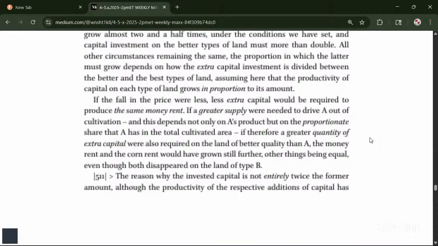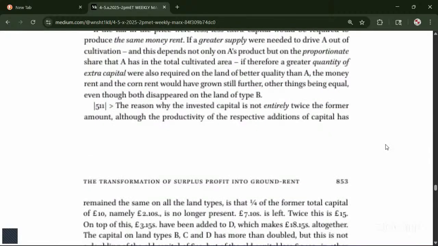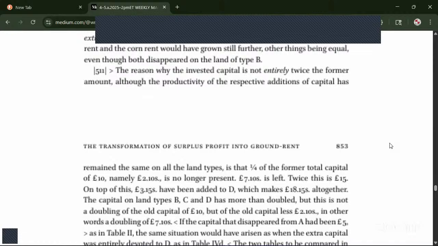The reason why the invested capital is not entirely twice the former amount, although the productivity of the respective additions of capital has remained the same on all the land types, is that a quarter of the former total capital of 10 pounds, namely 2 pounds 10 shillings, is no longer present. 7 pounds 10 shillings is left. Twice this is 15 pounds. On top of this, 3 pounds 15 shillings have been added to D, which makes et cetera, et cetera.